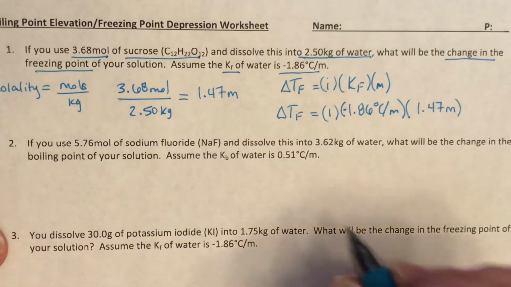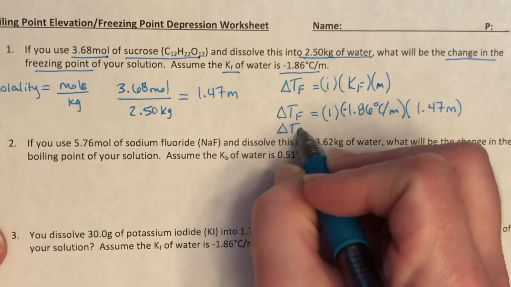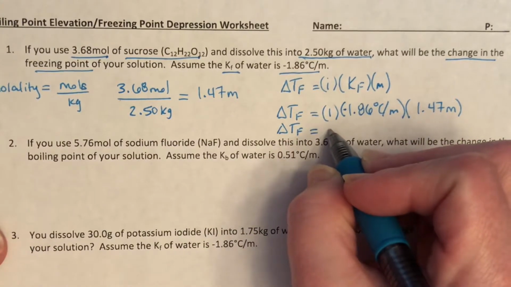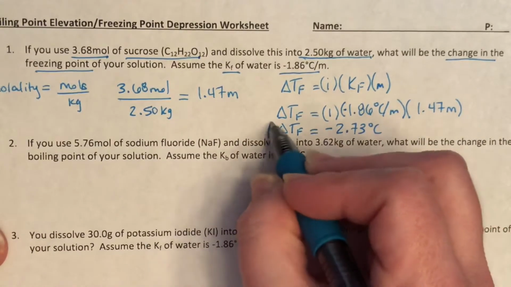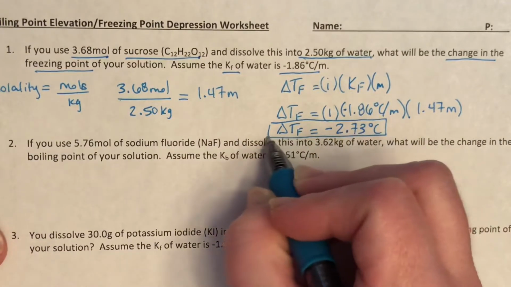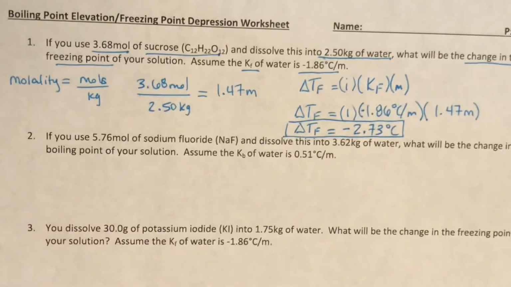Once you do your math, then you should have delta T, the change in temperature, equal to negative 2.73 degrees Celsius. It's always negative when we're doing the freezing because it just means it's dropping below 0. So that's how much our temperature is going to change. It will drop below 0 by 2.73 degrees Celsius.